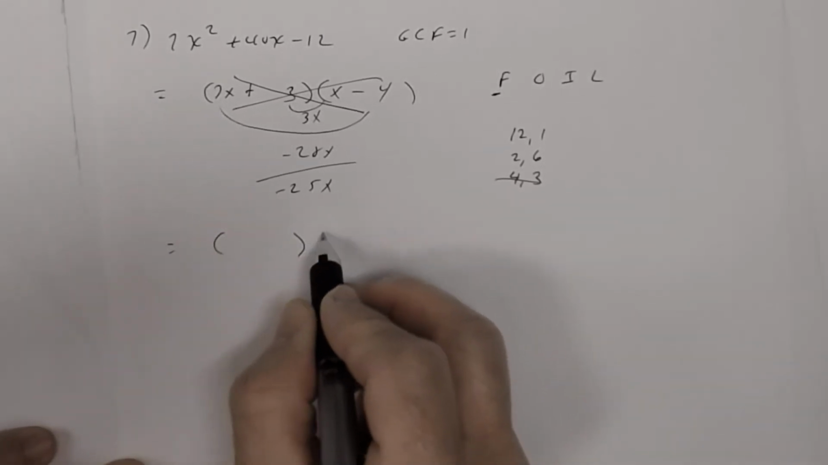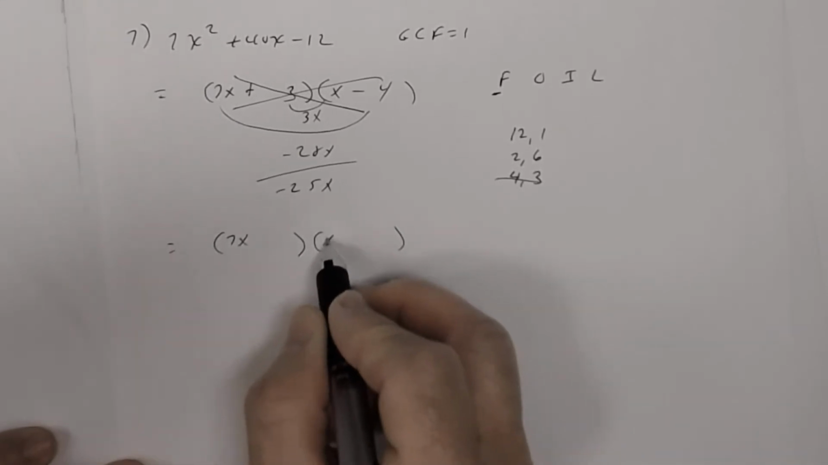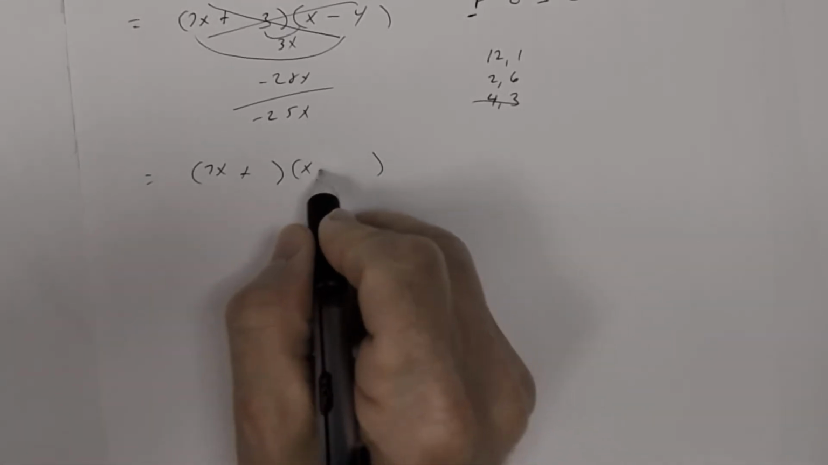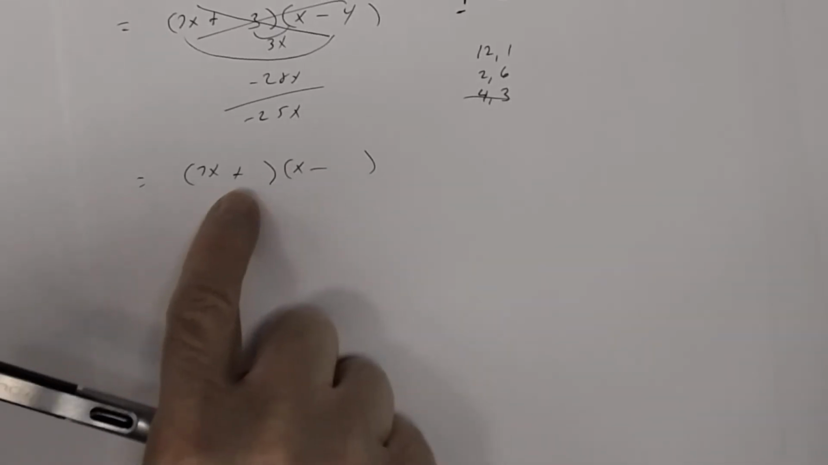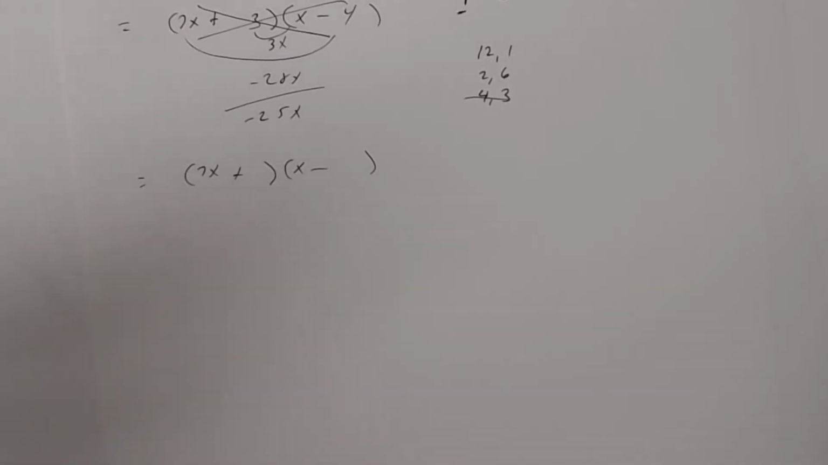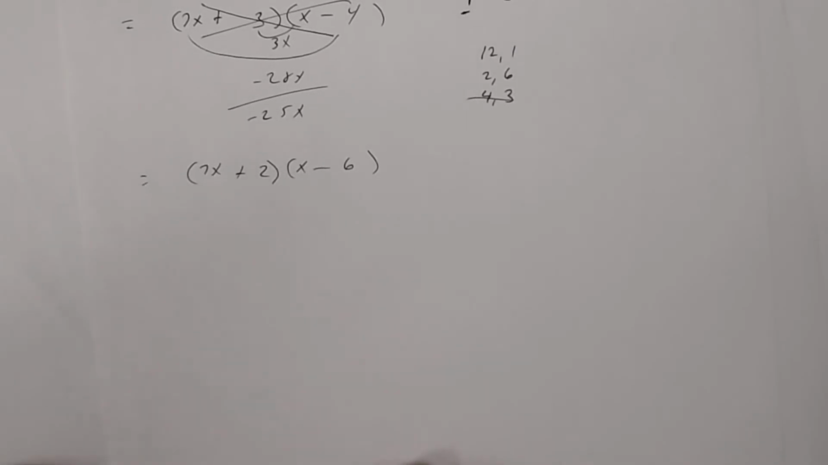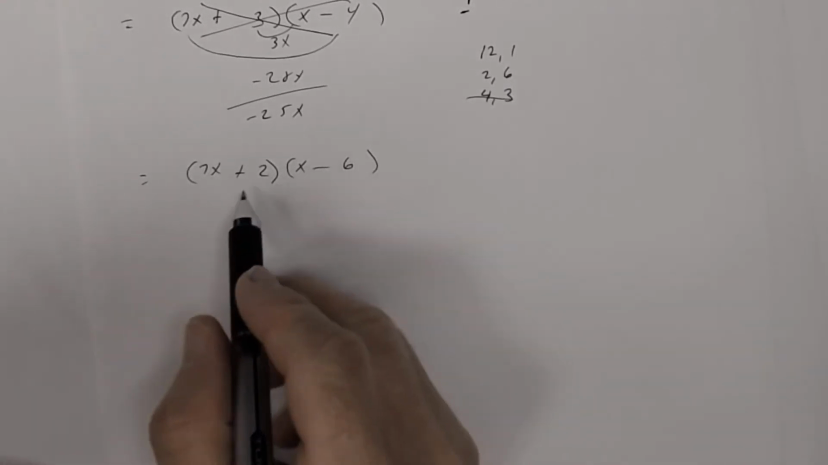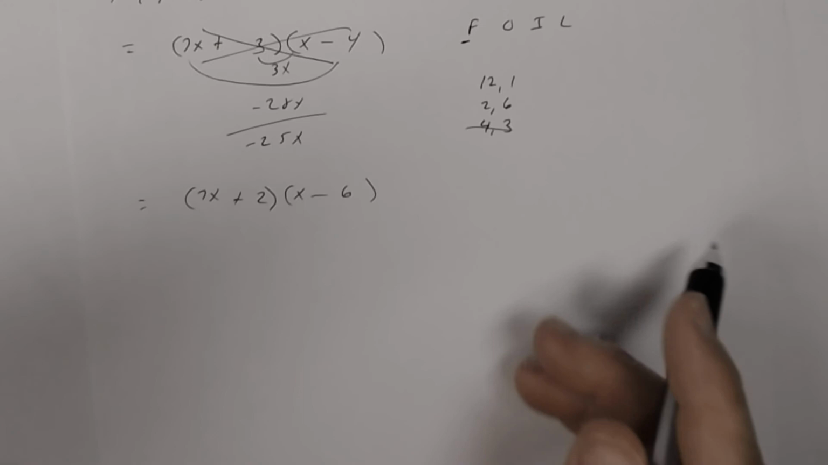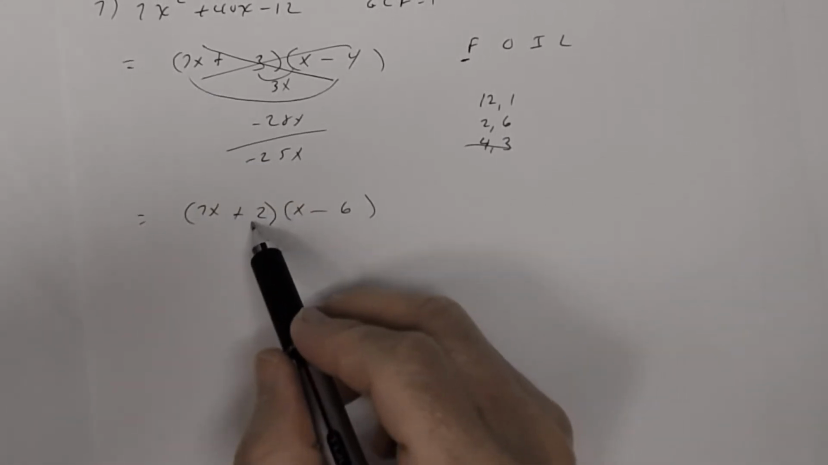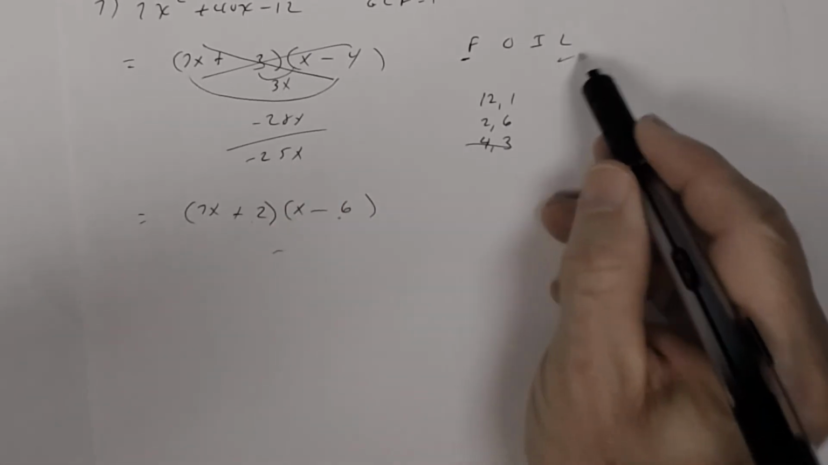All right, so let's go back and put 7x and x, and let's try 2 and 6. So remember, one's positive, one's negative. It may be that this is going to be the negative, this is going to be a positive. Doesn't matter, trial and error. So we're trying 2 and 6. So let's put the 6 here, the 2 there, and see what happens. If it doesn't work, we will switch those numbers. So go back to the FOIL here. 7x times x is 7x squared. A positive 2 times a negative 6 is negative 12. So this looks good so far.